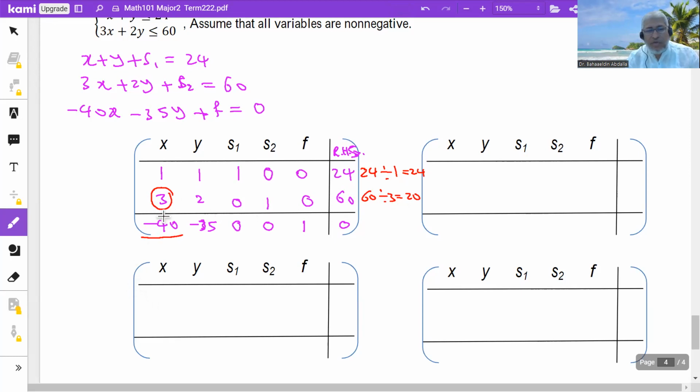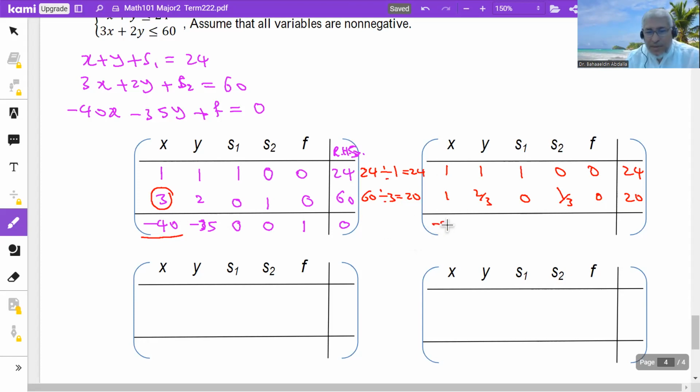So we need to change this 3 to 1. What should we do? We divide the second row by 3. First row, we have 1, 1, 1, 0, 0, 24 without any change. And let us divide the second row by 3. So I'll have 1, 2 divided by 3, 0, 1 divided by 3, 0, and 60 divided by 3 is 20.